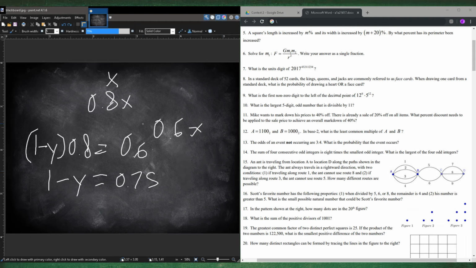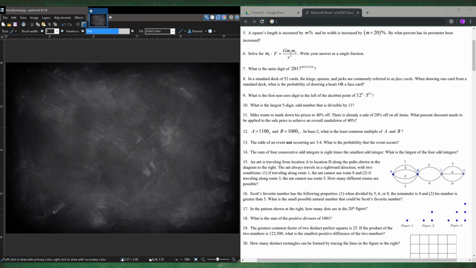Okay. So then you have 1 minus 0.75, you get 0.25, which is equal to y. So y equals 25%. So your answer is just 25%. Or you can write it in decimal, which is 0.25. But since they ask for percent, just write 25% to be safe.